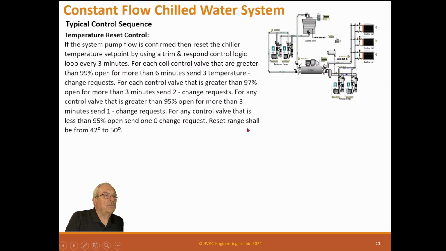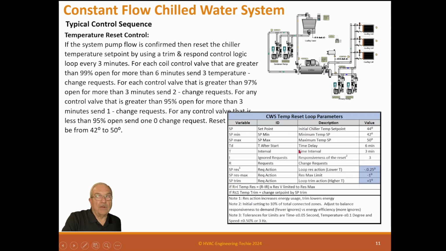Temperature reset control. If the system pump flow is confirmed, then reset the chiller temperature set point by using a trim and respond control logic loop every 3 minutes. For each coil control valve that is greater than 99% open for more than 6 minutes, send 3 temperature change requests. For each control valve that is greater than 95% open for more than 3 minutes, send 2 change requests. For any control valve that is greater than 95% open for more than 3 minutes, send 1 change request. For any control valve that is less than 95% open, send 0 change requests, or don't send a change, rather. Reset range should be 42 to 50 degrees.